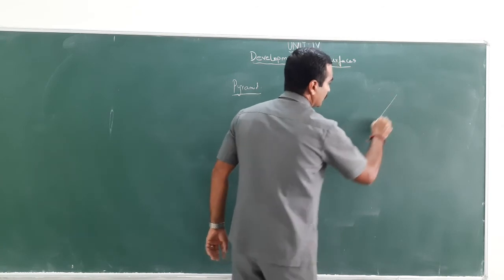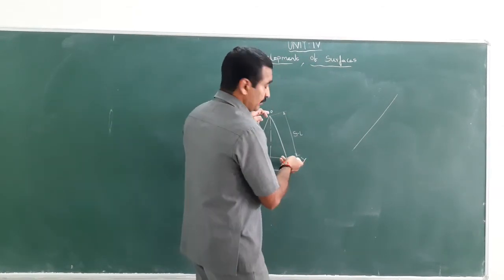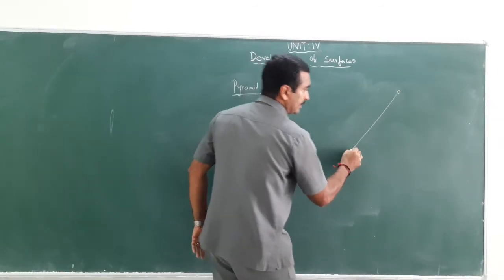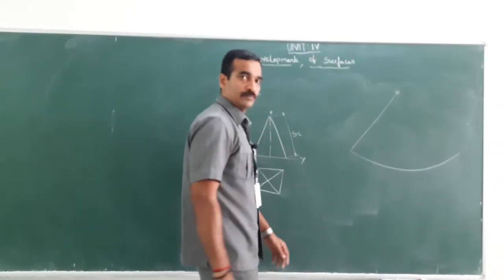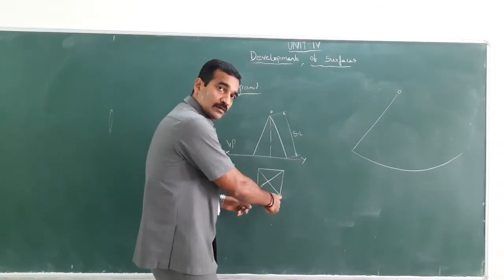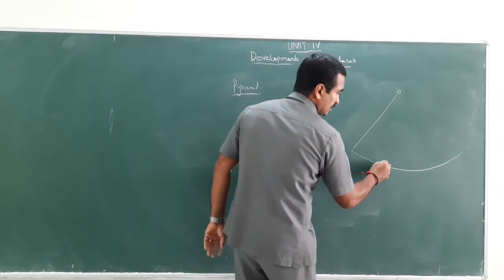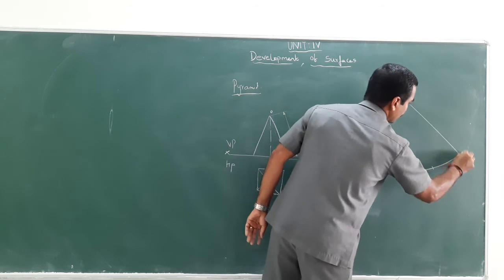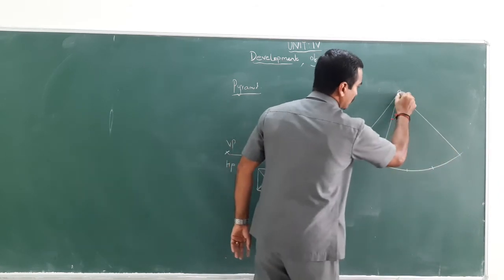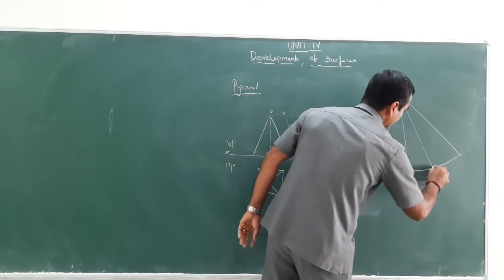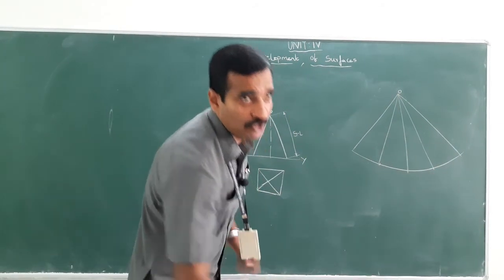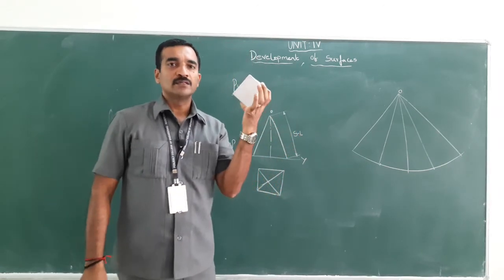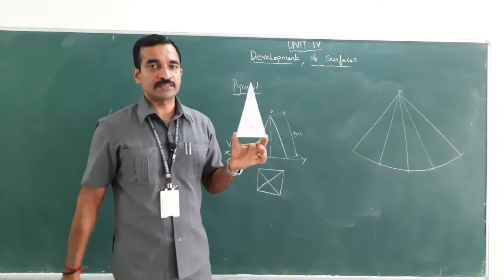So now measure it in your compass, draw a line and then put an arc. You know the side of the pyramid, right? So just cut an arc, go on cutting it, and somewhere it ends. So now connect it. You could see four isosceles triangles, because the lateral surface of the square pyramid is made of four isosceles triangles.